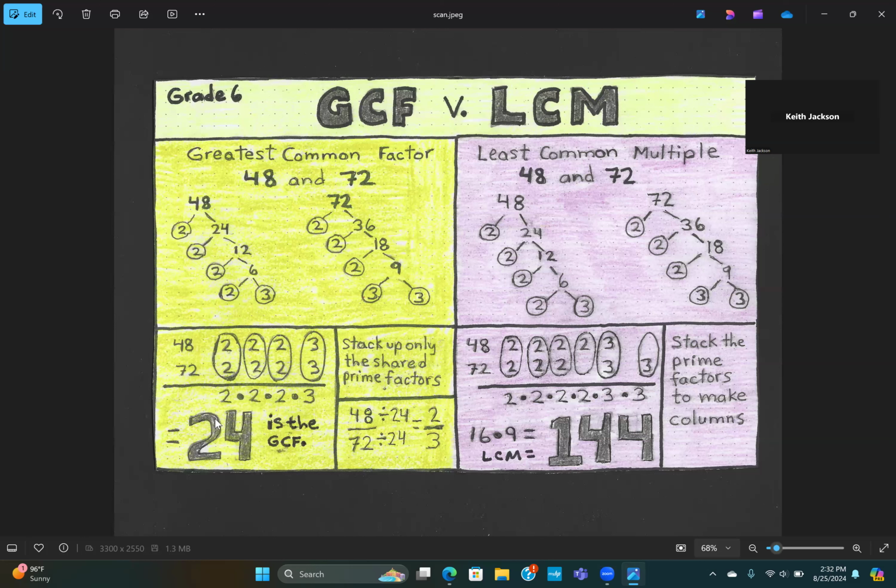And we're going to multiply these prime factors together because 2 times 2 will give us 4, 4 times 2 will give us 8, and 8 times 3 will give us 24. And that'll let us know that 24 is our greatest common factor.